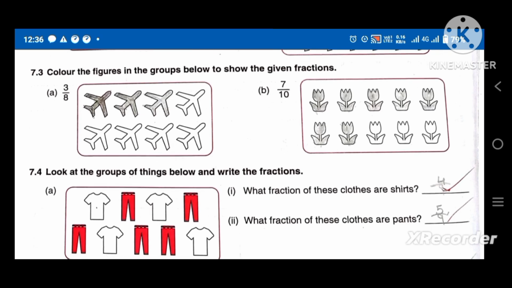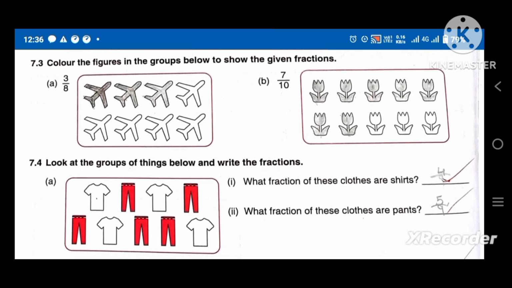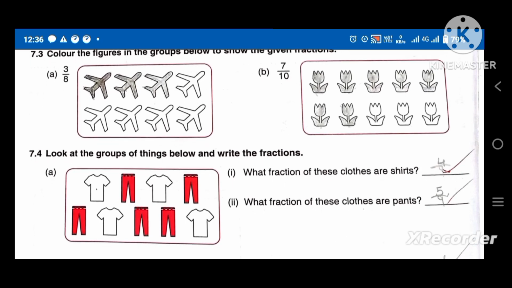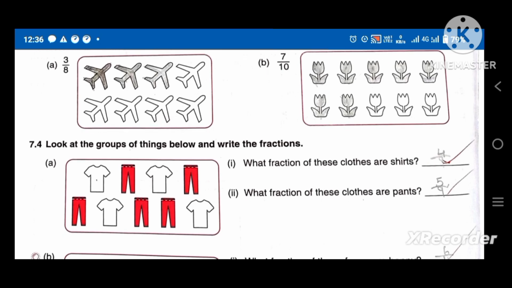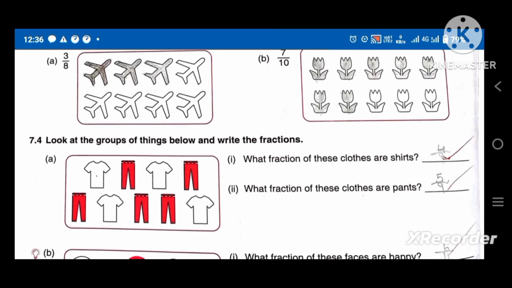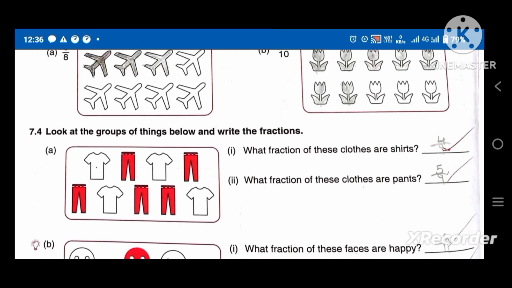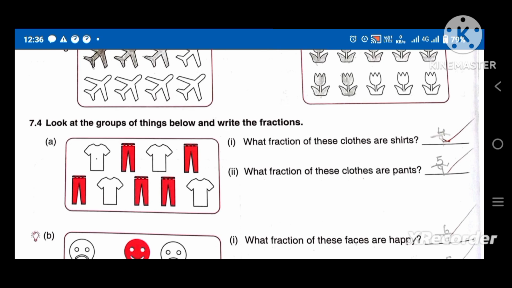7.4. Look at the groups of things below and write the fractions. First one, what fraction of these clothes are shirts? 4 by 9. Second one, what fraction of these clothes are pants? 5 by 9.